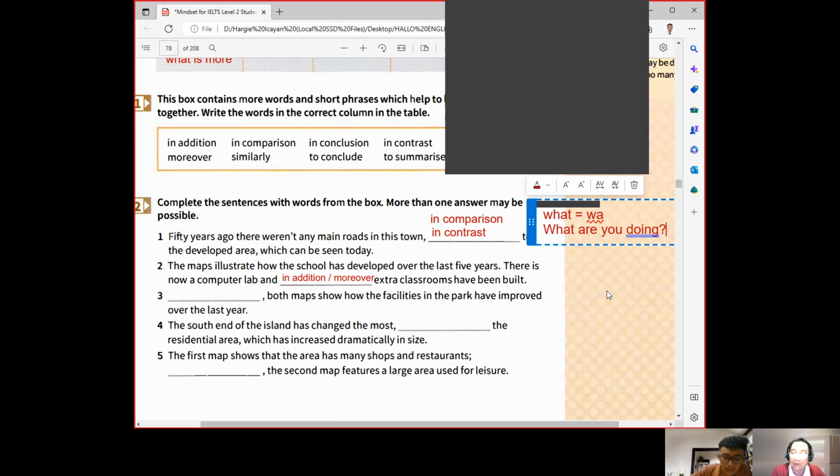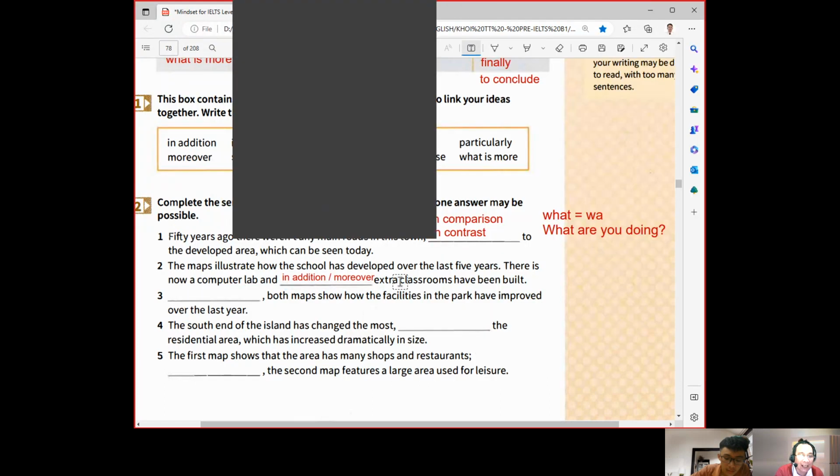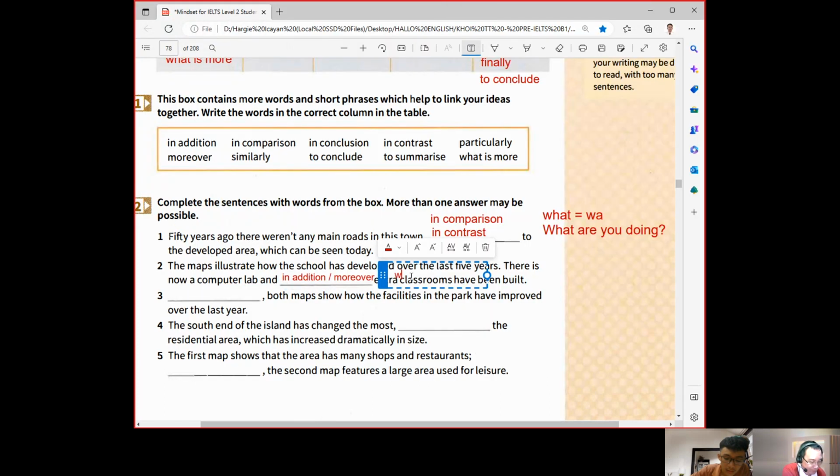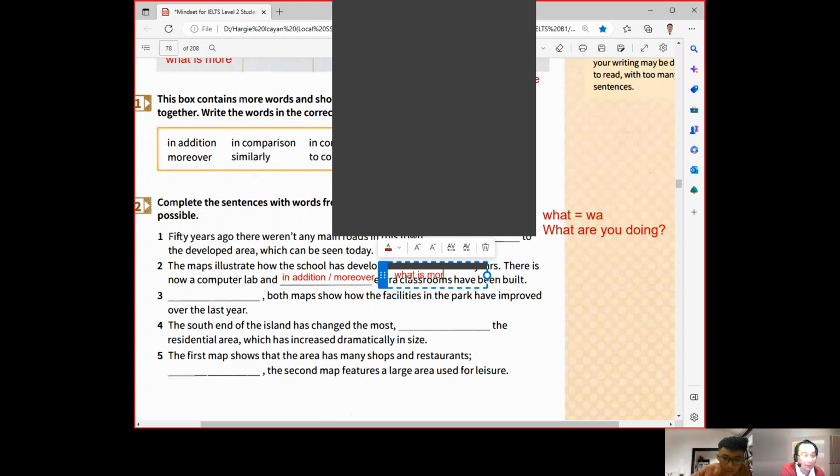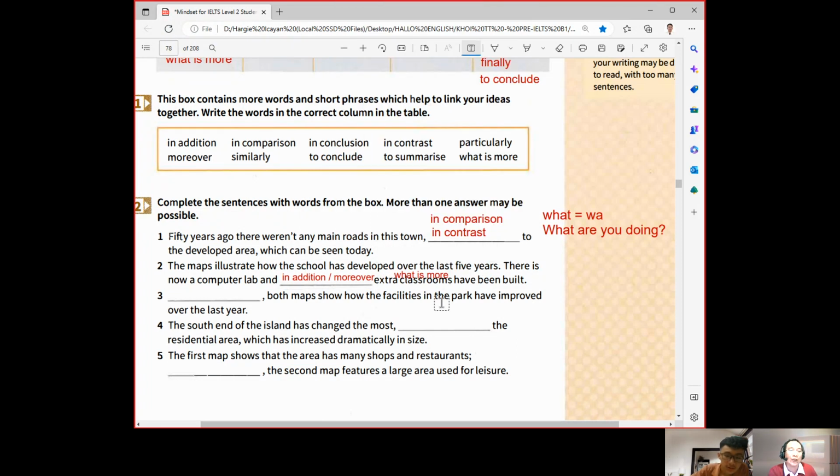Now, emphasize the words "what is more." Correct. Okay, that would be correct actually. There's more aside from those. In addition, addition to, or moreover. So now we have three. So we can use "what is more," "in addition," "in addition to," or "moreover." Okay, and that would be enough. Next, number three.